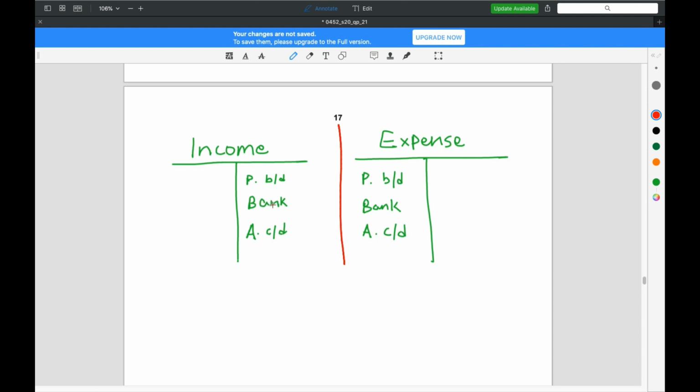So it's going to be over on the credit side, and the accrued carry down is also going to be on the credit side. Similarly, if it was an expense account, then the prepaid brought down, bank, and accrued carry down would be over on the debit side. Income is credit in nature and expense is debit in nature, so you have to keep that in mind.